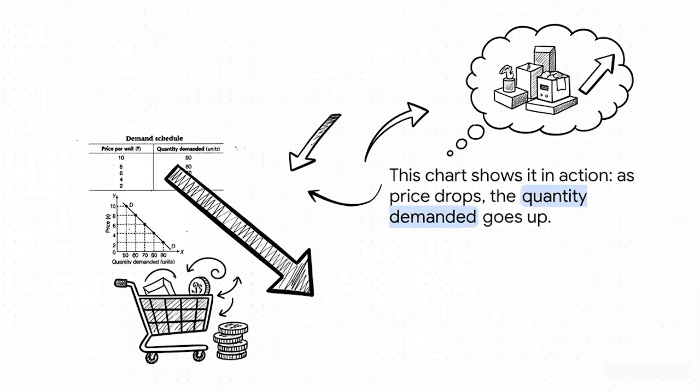And here's what that looks like in the real world. Check out this chart. When the price is high, say $10, only about 50 people want to buy. But watch what happens. When the price drops all the way down to $2, demand shoots up to 90. That simple downward sloping line, well, that's the law of demand right there in front of you.